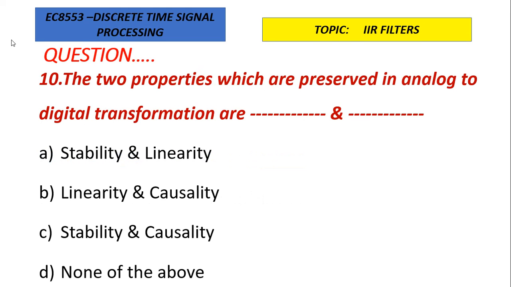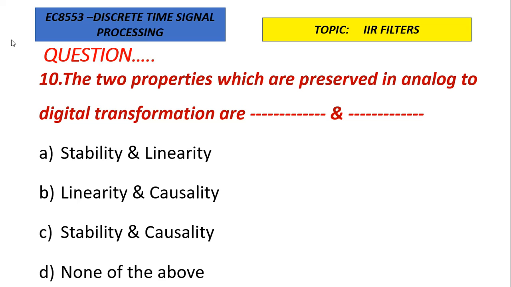Next question: the two properties which are preserved in analog to digital transformation are. So, while we are converting an analog IIR filter to digital IIR filter, what are the two properties that should be preserved? Stability and linearity, linearity and causality, stability and causality, or none of the above.